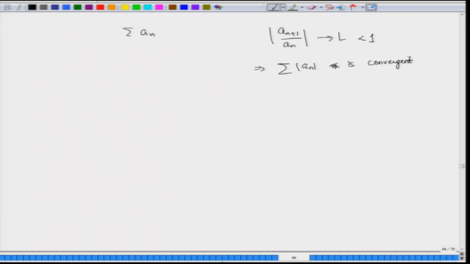So, can we conclude that the summation of a_n is convergent? As a matter of fact, this is true. However, the converse may not be true. What we have seen is that a_n may converge, but |a_n| may not converge. We will again come back to that a little later.